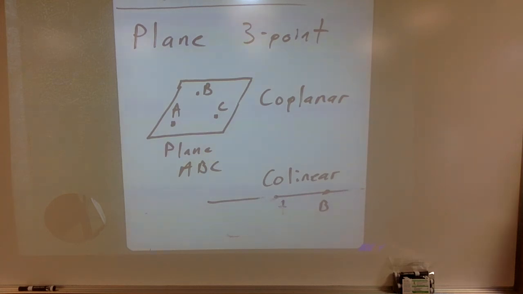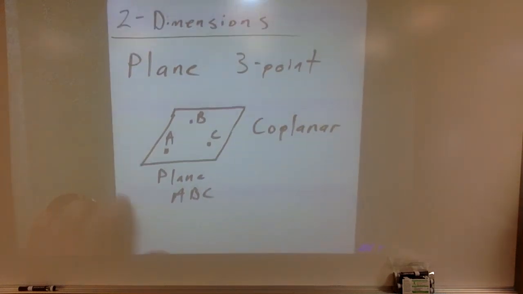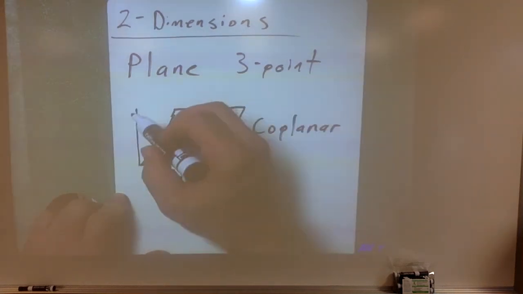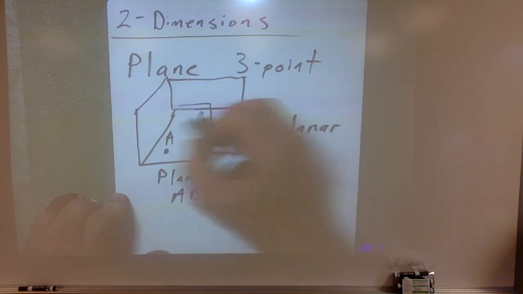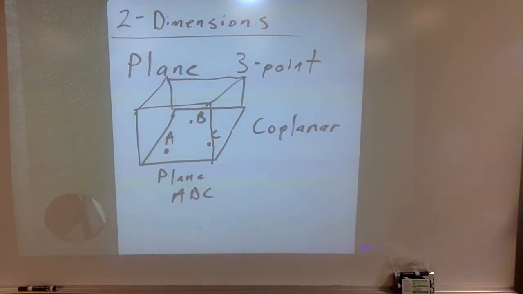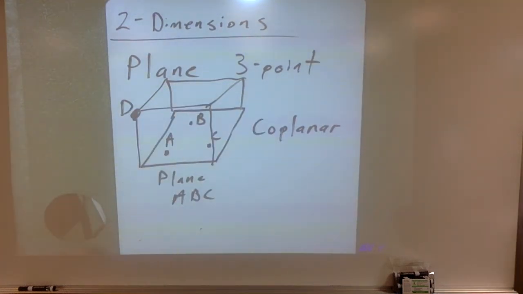So collinear means they're in the same line. Coplanar means they're in the same plane. So A, B, and C, those are coplanar. But say I want to try and draw like a Rubik's Cube here, turn this plane into a Rubik's Cube. It would look something like that. And say this point up here, we'll call that D. That is not coplanar with A, B, and C. It's not in the same plane anymore. It's rising up off of the slate.